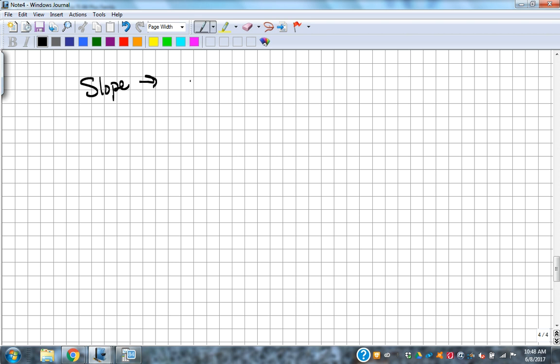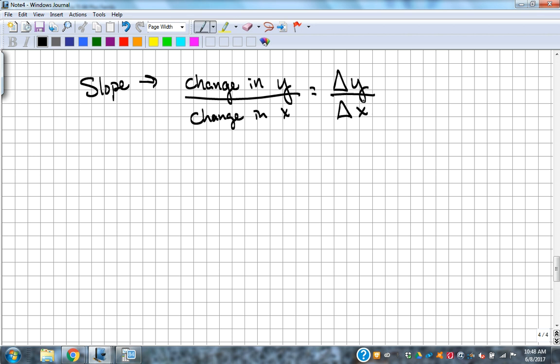And slope of a line is the change in y divided by the change in x. Okay. In some math textbooks, I know in this particular textbook, you'll see this symbol. That's the Greek letter delta. Just looks like a triangle. Delta y over delta x. That just means change in y over change in x.